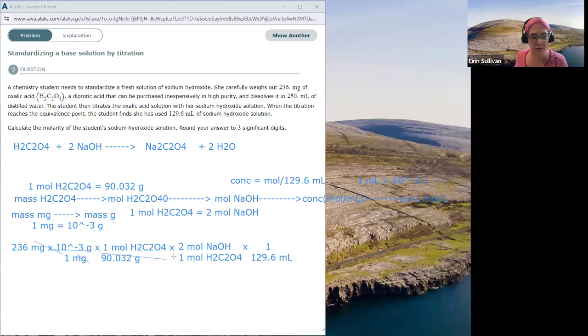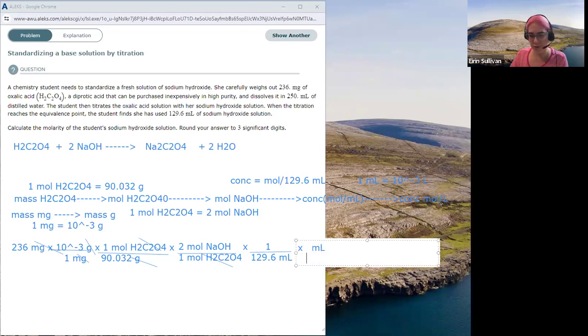As of right now, we are not done because our units are going to be moles per milliliter. And we know that concentration units, or molarity, if you're a chemist, is moles per liter. So all we have to do at this point is convert moles of sodium hydroxide per milliliter into moles of sodium hydroxide per liter. That is fairly straightforward. We're just going to do a milliliters to liters conversion. 1 milliliter is 10 to the power of minus 3 liters. And that should take care of everything.